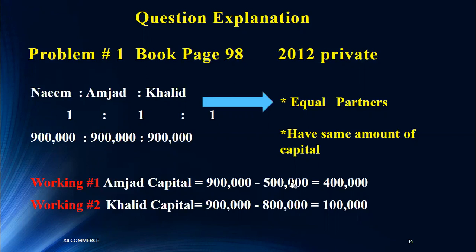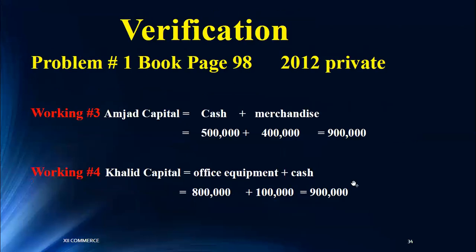Here, if you have to find the value of a partner's merchandise, you will subtract the given assets from the total capital, and then you will get the missing figure. This is the overall working of the given values and the extracted values of problem number 1 on book page number 98.